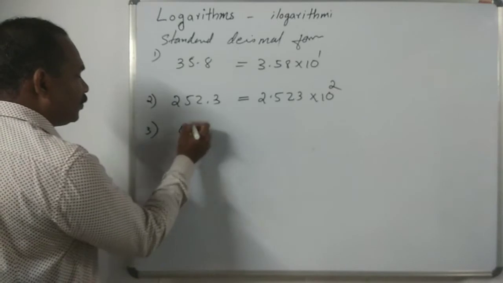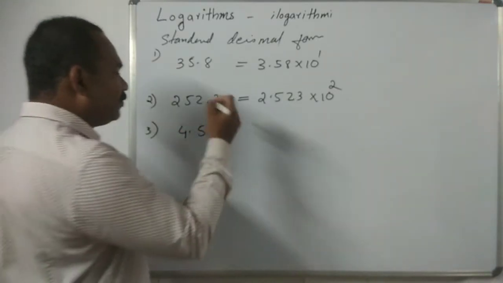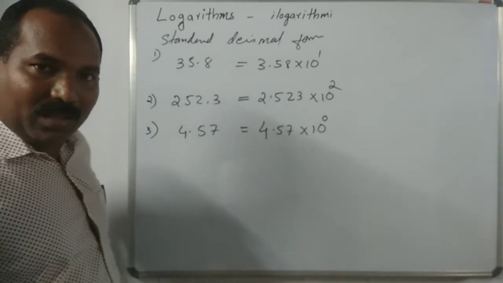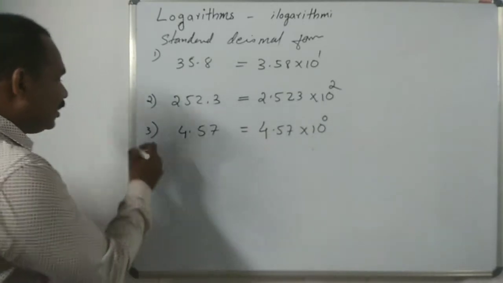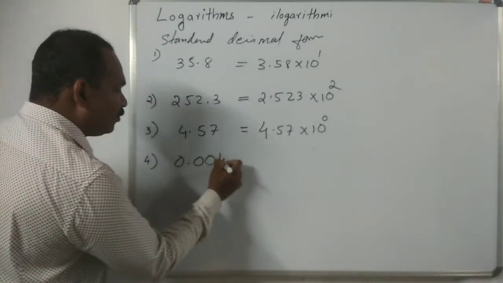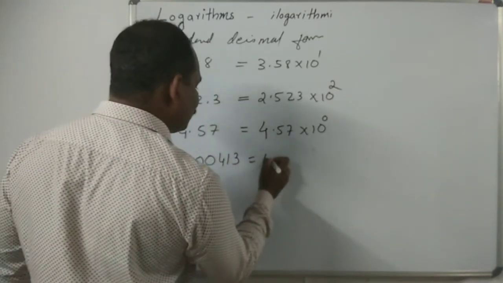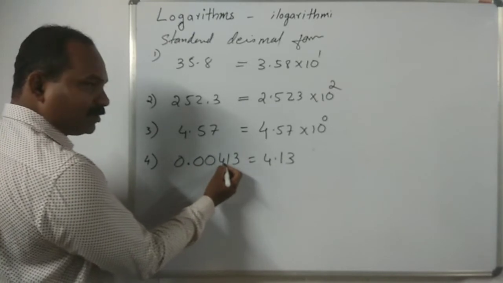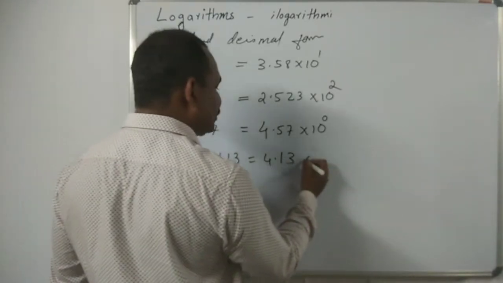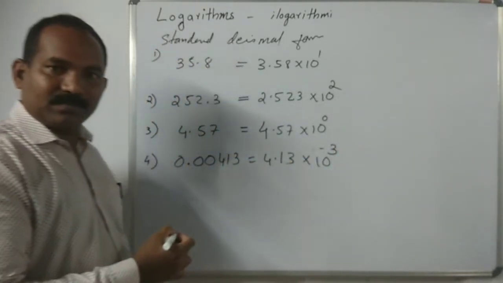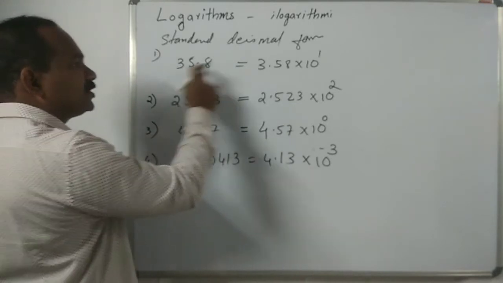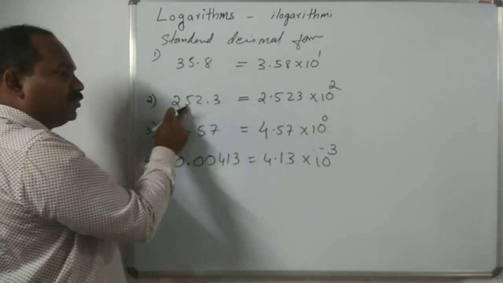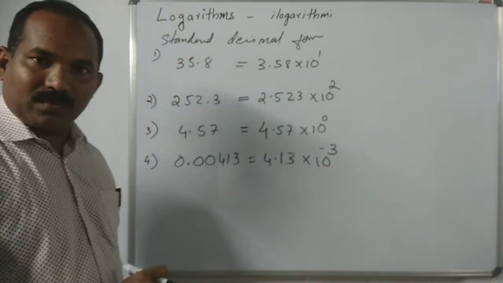Another is 4.57. 4.57 is 4.57 into 10 raised to 0, an integral power of 10. Then another value, 0.00413. It is equal to 4.13. If the decimal point moves to the right side, 1, 2, 3, 3 places, it is 10 raised to minus 3. If a decimal point moves 1 place to the left, you write 10 raised to 1. If the decimal point moves 2 places, 10 raised to 2. Okay. So another one.